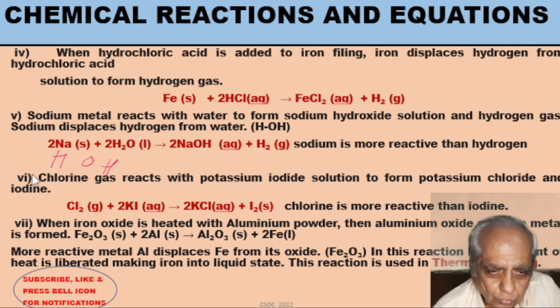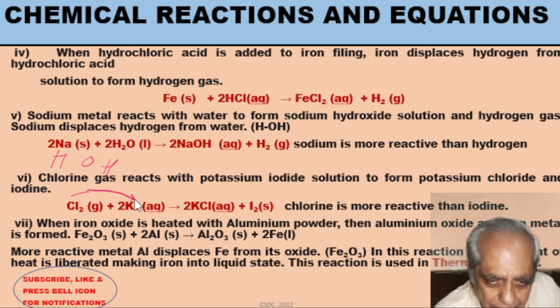Now, so far we have seen metals replacing another metal or other positive ion. Now the same thing applies also to negative ions. If I take chlorine gas and pass it into potassium iodide solution, then chlorine is more reactive than iodide.